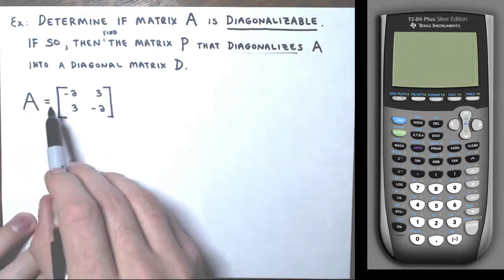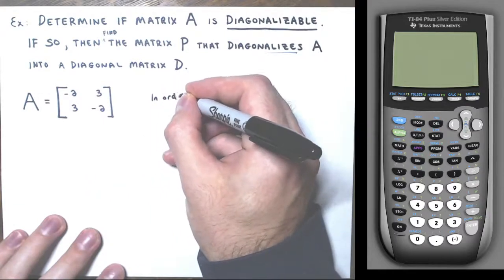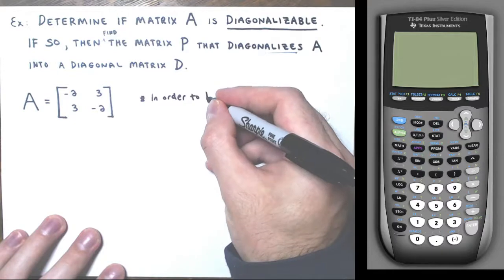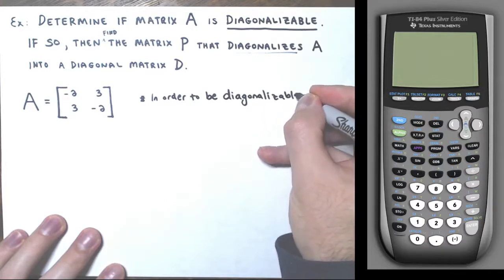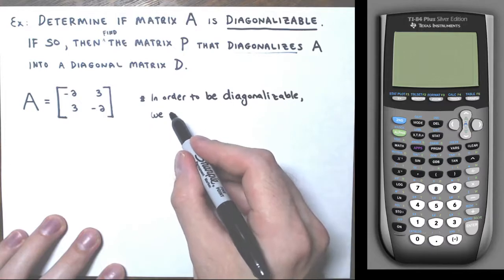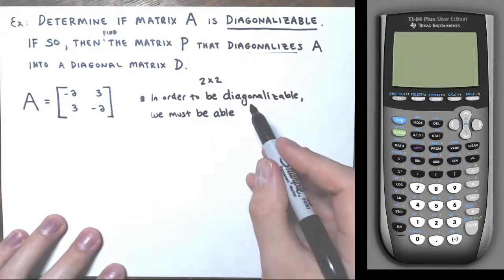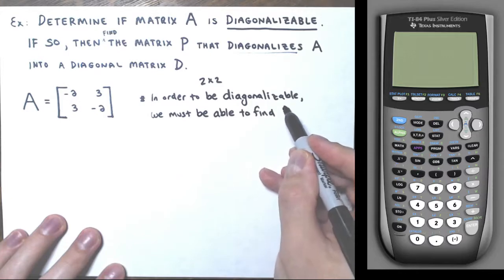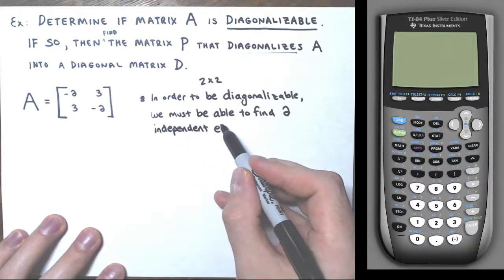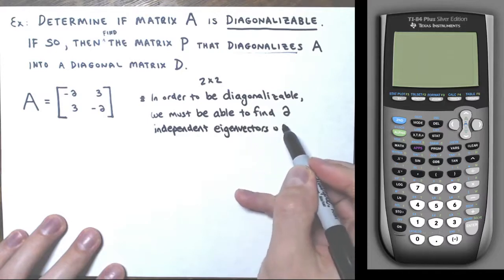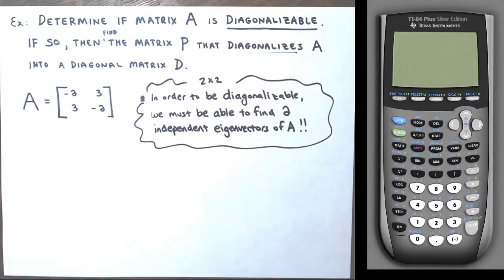So here I have matrix A, it's a 2x2. So again, in order to be diagonalizable, we must be able to find, again, it's a 2 by 2 matrix, two linearly independent eigenvectors of A. Right, and that was part one of that diagonalization theorem.